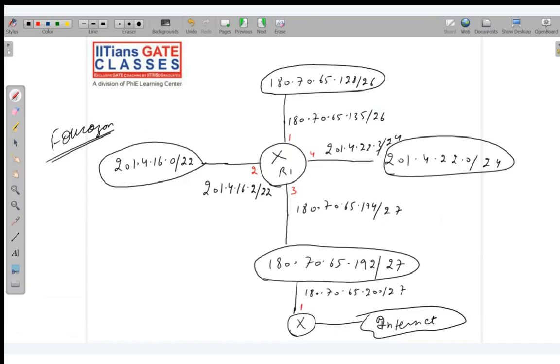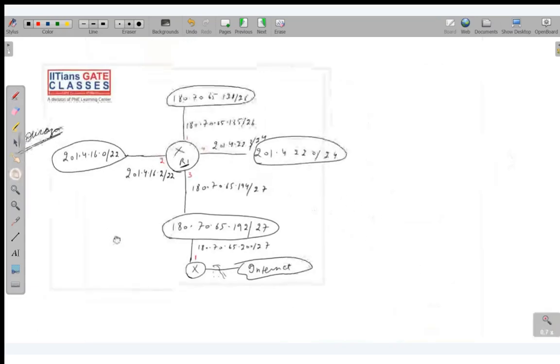And this is connected to the internet. So from the internet you will get one IP address here. Don't worry about it. You can take any IP address; it does not matter to me. So now I will construct the routing table of this router R1. So let me construct that.